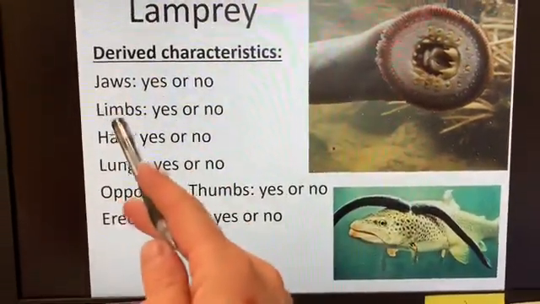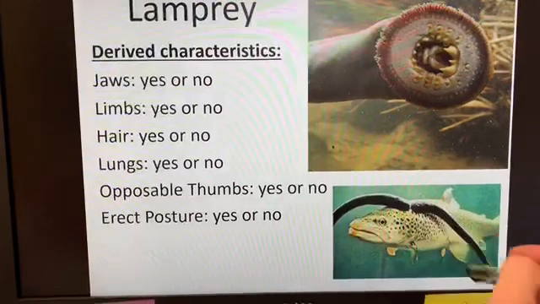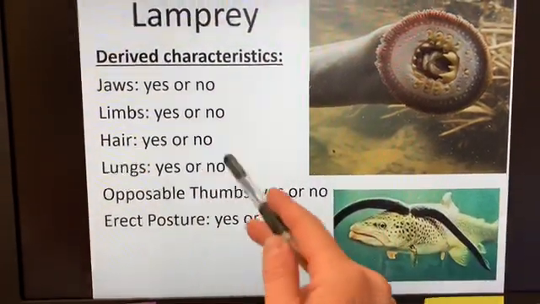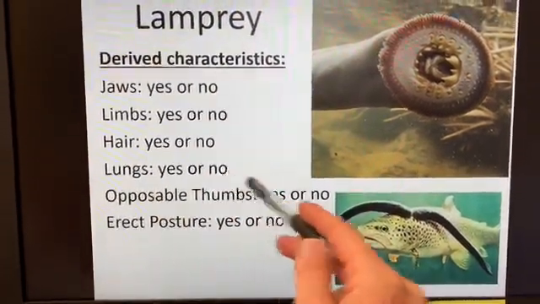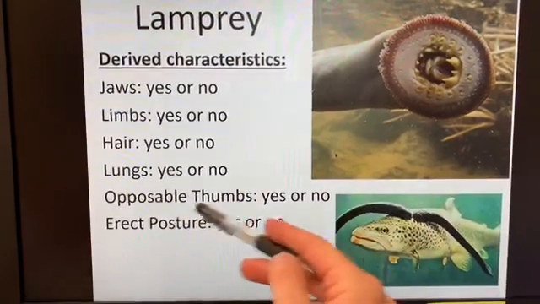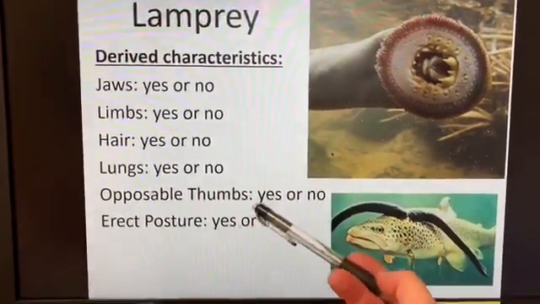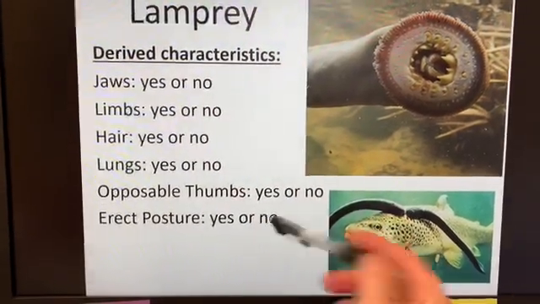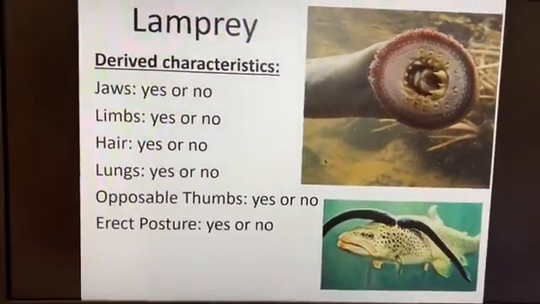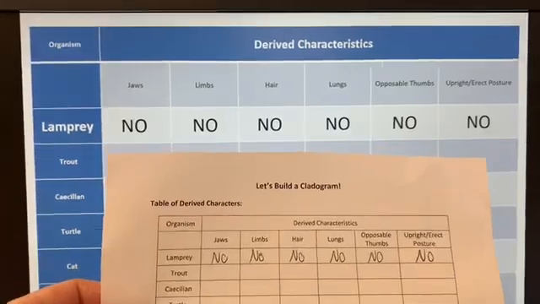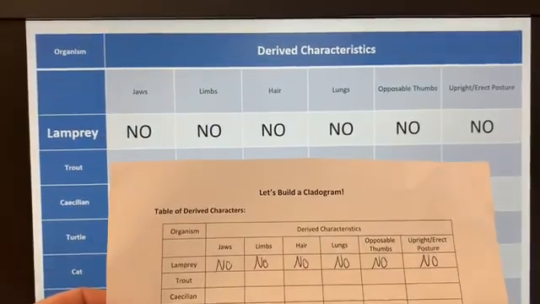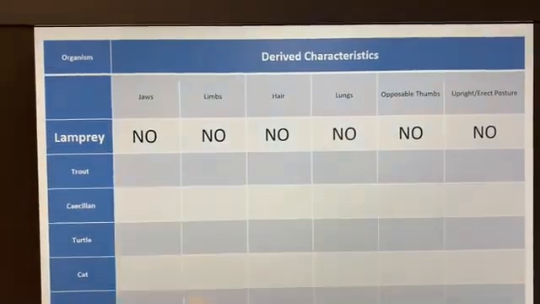No. Does it have limbs? It's just this long snake-looking thing. No. Does it have hair? No. Does it have lungs? It lives in the water, so no. Does it have opposable thumbs? It doesn't even have hands. No. Does it have erect posture? It doesn't even have a back with limbs and everything, so no. So, derived characteristics across that row: no, no, no, no, no, no, no. It does not have any of those derived characteristics.